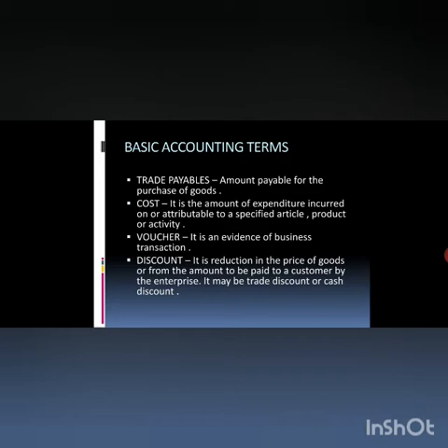Cost. Cost is the amount of expenditure incurred on a specified article, product, or activity. Voucher. Voucher is evidence of a business transaction. Examples of vouchers are receipts, debit and credit notes, cash memo. Now, discount. It is a reduction in the price of goods or from the amount to be paid to a customer by an enterprise. Discount may be cash discount or trade discount.